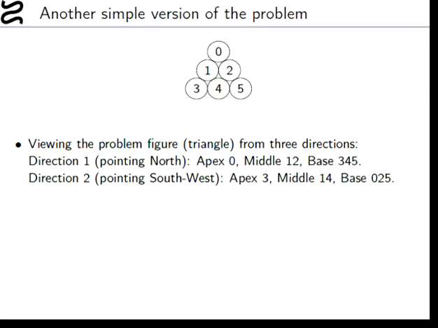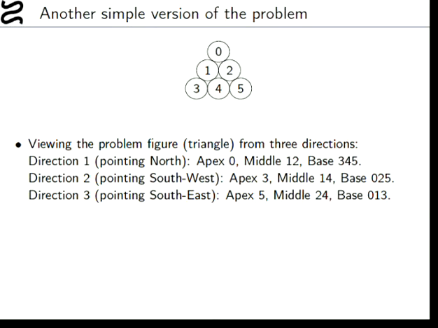The second direction points to the southwest. Here apex is coin 3, the middle row contains coins 1 and 4. The triangle base contains coins 0, 2, and 5. The third direction points to the southeast. Apex is coin 5, middle row has coins 2 and 4, triangle base has coins 0, 1, and 3.